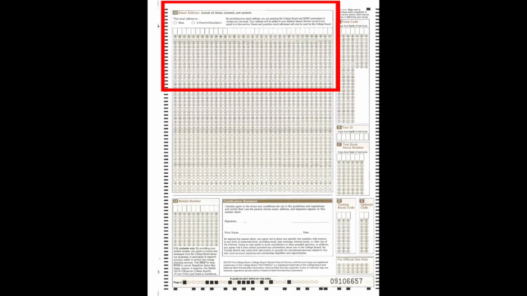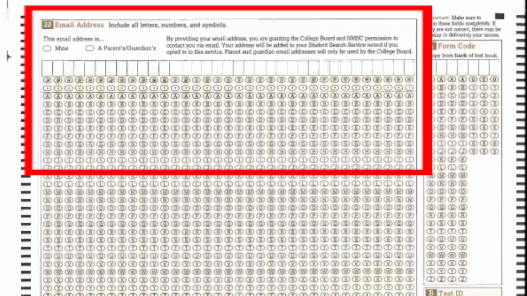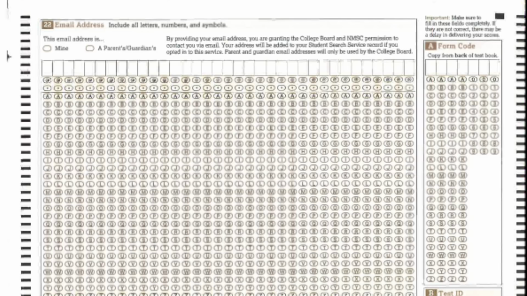Find Field 22 on page 4. Please bubble in your GHCHS school email address. Skip Field 23.